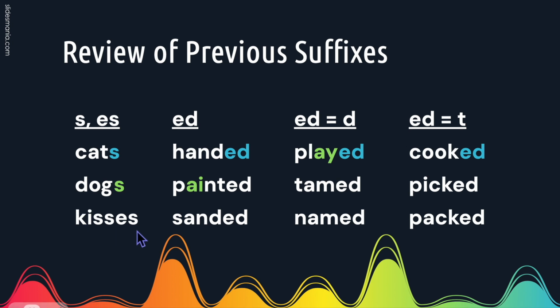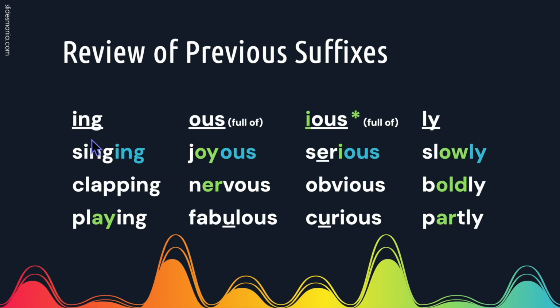dogs or kisses. ED can sound like ed, like in handed, AI says A, painted, and sanded. It can also sound like the letter D, AY says A, like in played, tamed, and named. Finally, it could sound like the letter T, like in cooked, picked, and packed. ING says ing, like in singing, clapping, AY says A, playing.